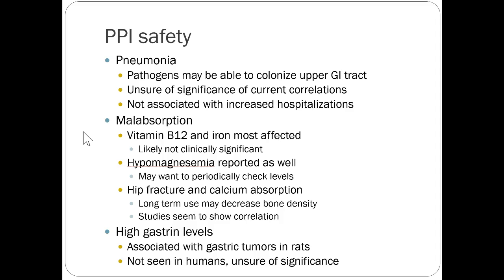Pneumonia, I'm not going to talk about unless it's very small, not associated with increased hospitalizations, possibly having to do with colonization in the upper GI tract. Malabsorption, talked about this a little bit with drugs. It can also happen with vitamin B12 and iron, probably not clinically significant. Higher hip fracture, calcium absorption, hypomagnesemia, again, all this shows some correlation, but probably not super relevant. There were some thoughts that PPIs might cause increased tumor risk because they have higher gastrin levels, and this hasn't really been seen in humans though, just in rats.